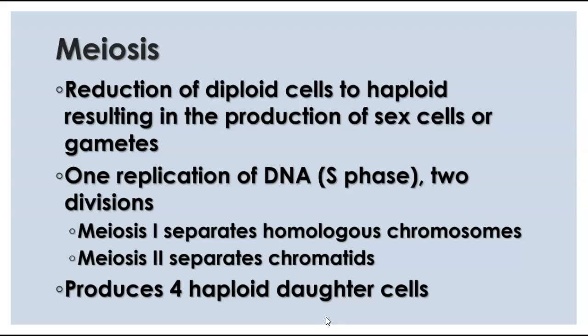In this whole process, kind of as an overview, there's one replication of the DNA, which occurs in the S phase of the interphase that precedes this, and then that's followed by 2 separate division events. Meiosis 1 is going to be separating the homologous chromosomes from each other. Remember, the duplicated chromosomes line up in a tetrad together, and at meiosis 1, they separate the homologous chromosomes from each other while the chromatids stay attached to each other, and then in meiosis 2 you're separating the chromatids from each other, and this produces 4 haploid daughter cells that have half the number of chromosomes of the original parent cell.